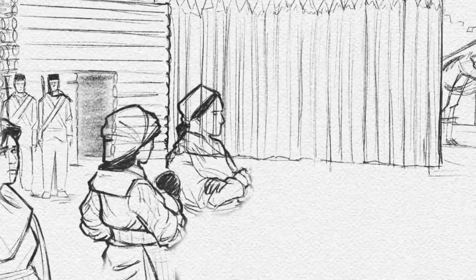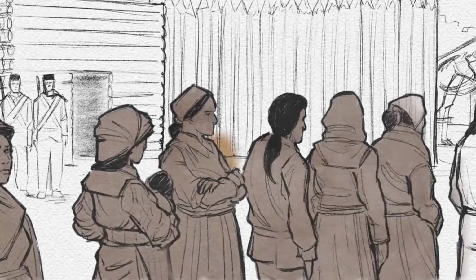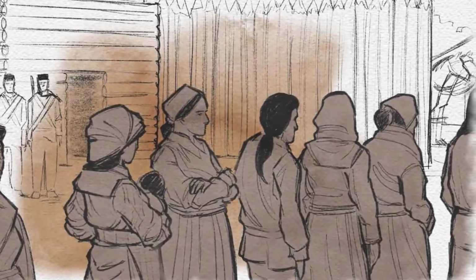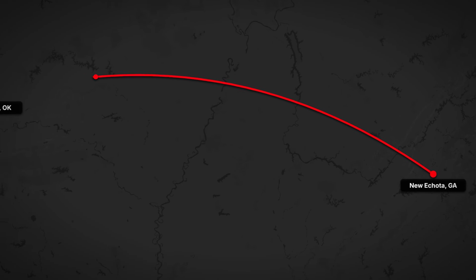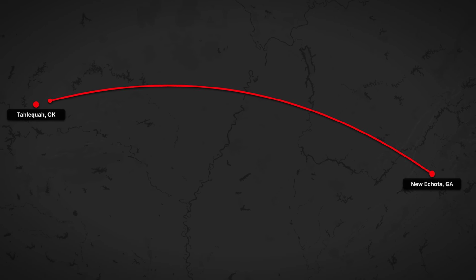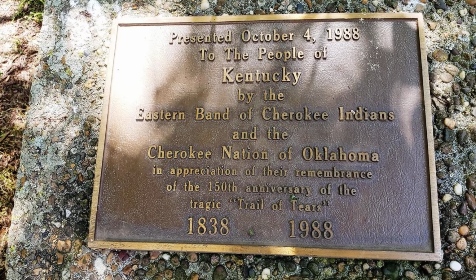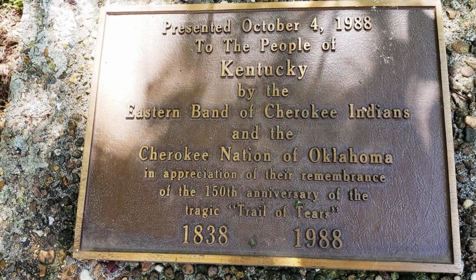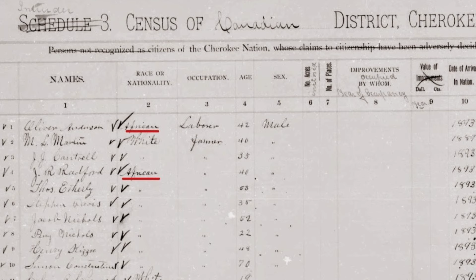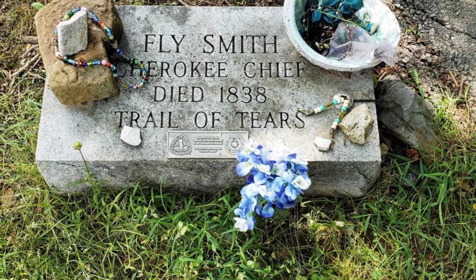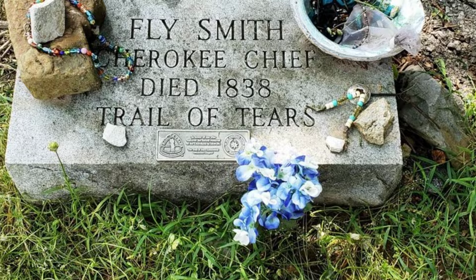Federal troops soon arrived to enforce removal, rounding up families and forcing them into stockades. The journey west, over 1,200 miles on foot and wagon, became known as the Trail of Tears. Disease, starvation, and exposure claimed the lives of an estimated 4,000 to 6,000 Cherokee, nearly a quarter of the entire nation. Military records and survivor accounts describe families separated, children lost, and elders buried along the route.